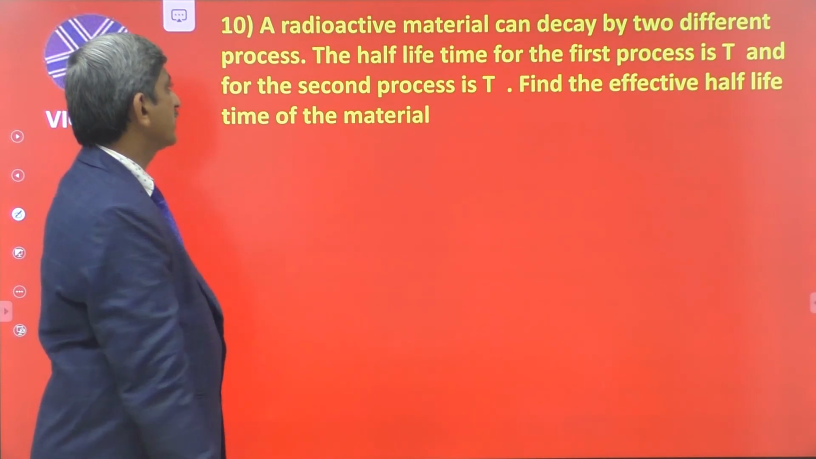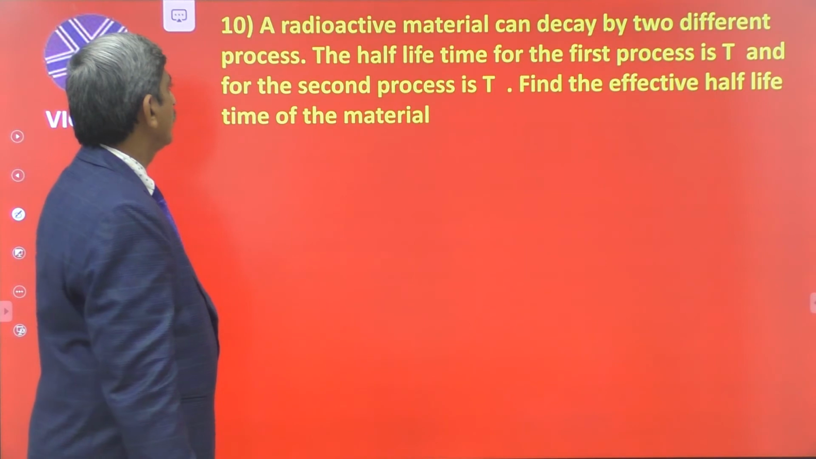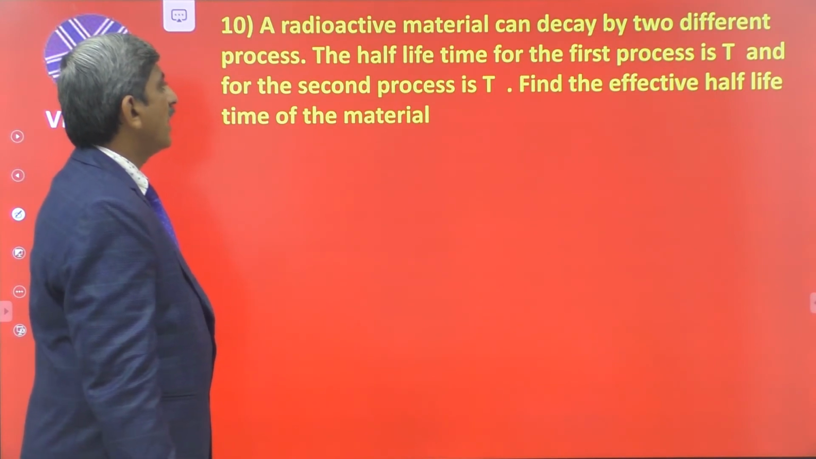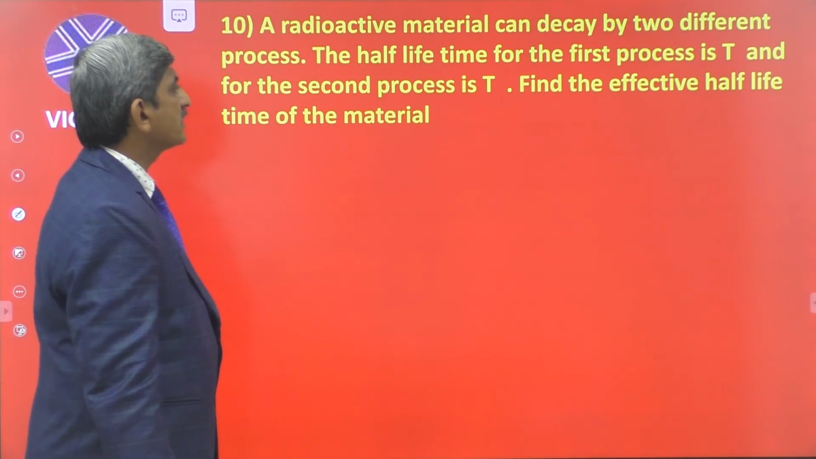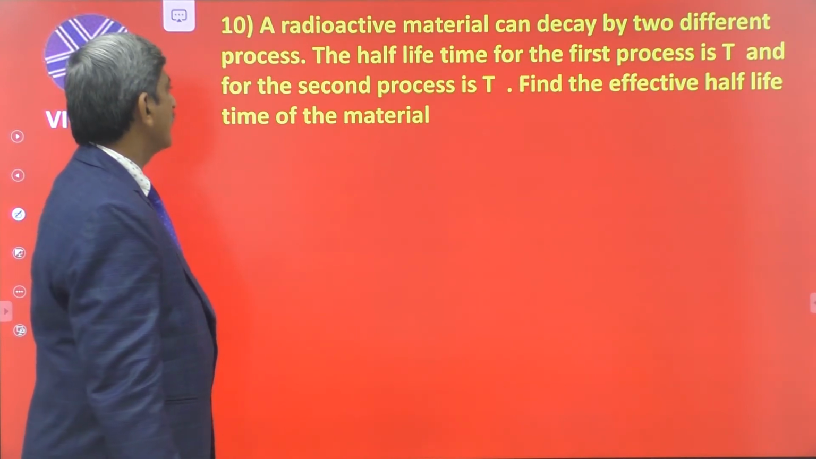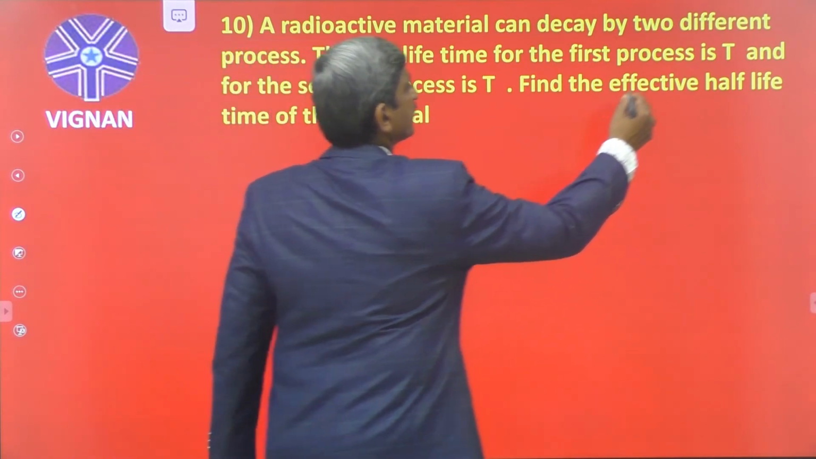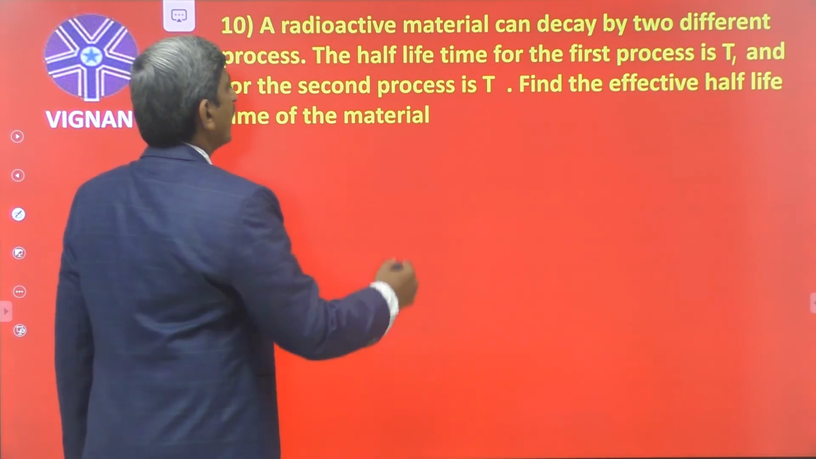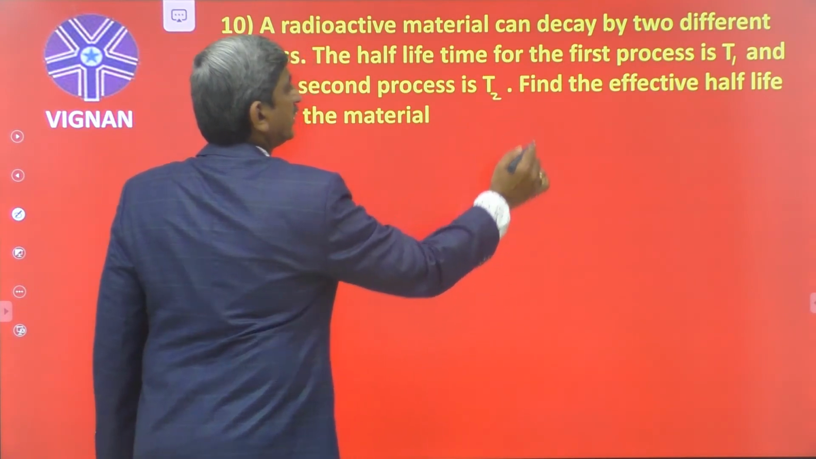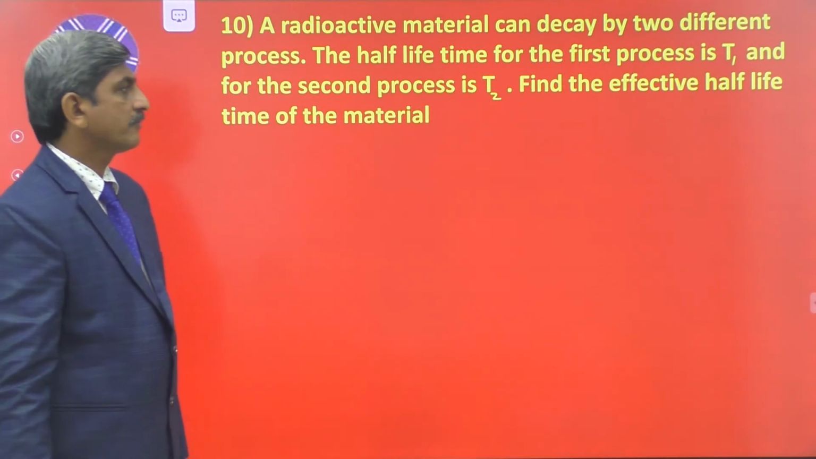Now come to the next problem. A radioactive material can decay by 2 different processes. The half-life time for the first process is T1 and for the second process is T2. Find the effective half-life time of the material. So here the half-life time for the first process is T1 and the half-life time for the second process is T2. Find the effective half-life time of the material.